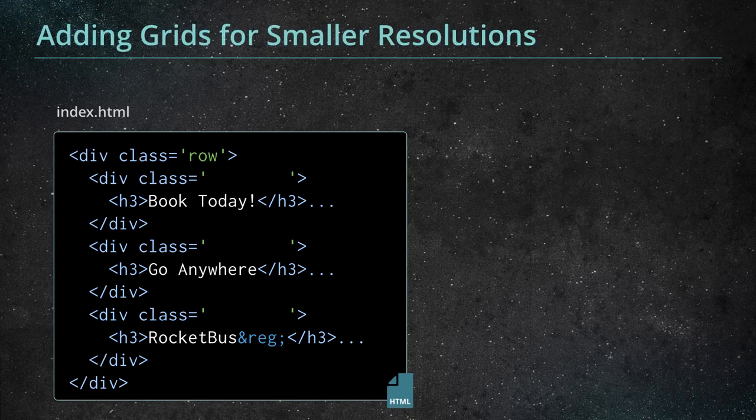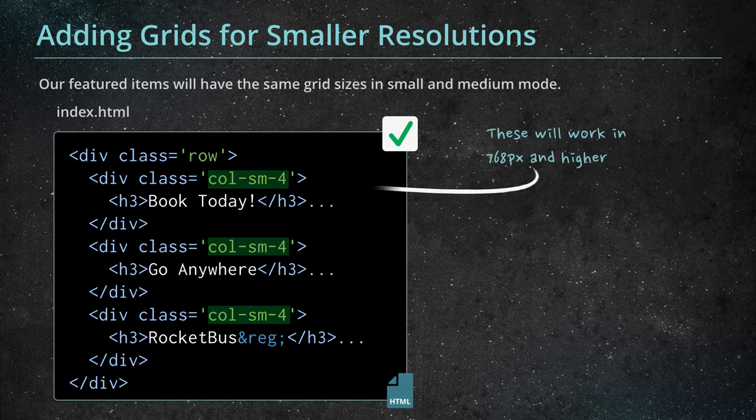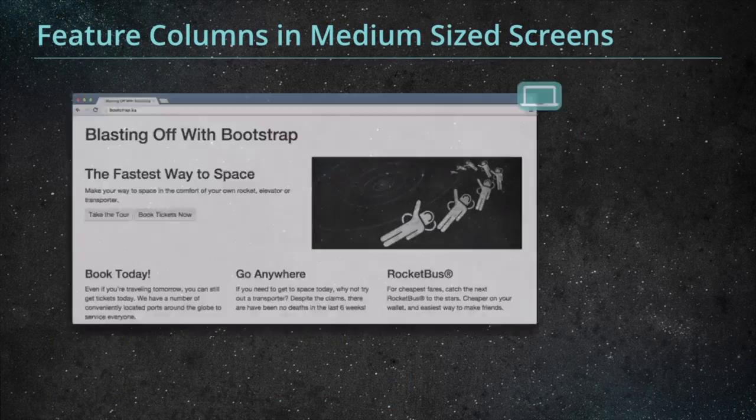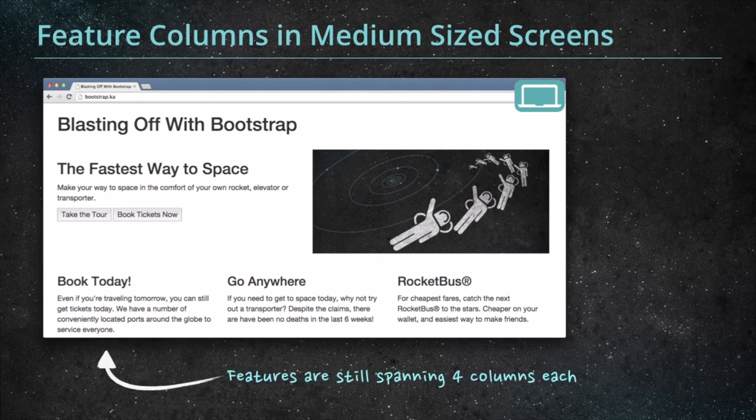By changing this class to col-sm-4, now these featured items are all going to take up 4 columns in small and medium-sized devices. So if we take a look at how this looks in a medium device, you'll see that it looks exactly the same as before. Our features are still spanning 4 columns. You'll see from the little laptop icon, this is us viewing the page in medium mode.